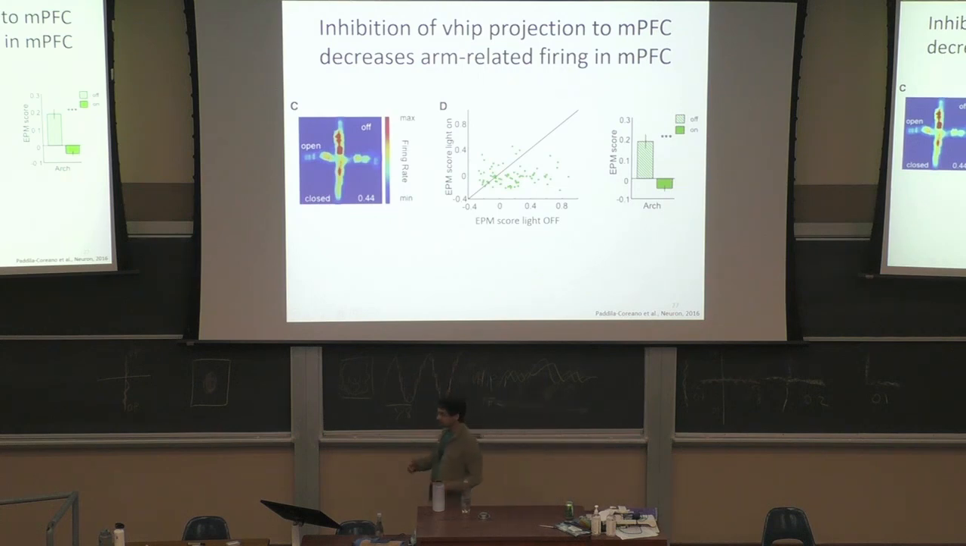And then if you block that input, the cells are now worse at representing where it's open and where it's closed. And the mouse is also less anxious, suggesting that these representations of where it's open and where it's closed may be important for the mouse to distinguish where it should be scared versus not. So he's kind of less anxious when you inhibit that projection. So they have both this behavioral and the electrophysiological component converging on that model.